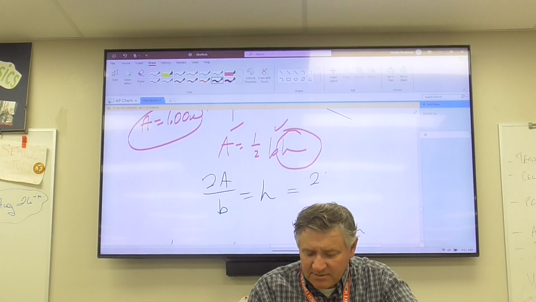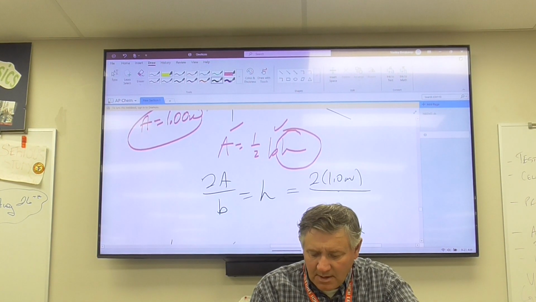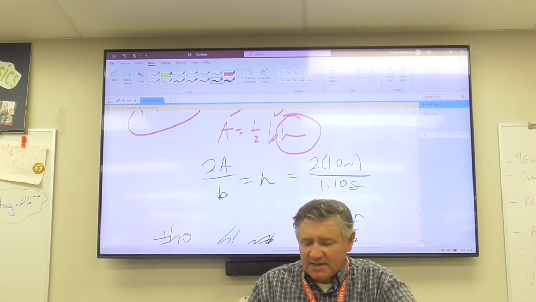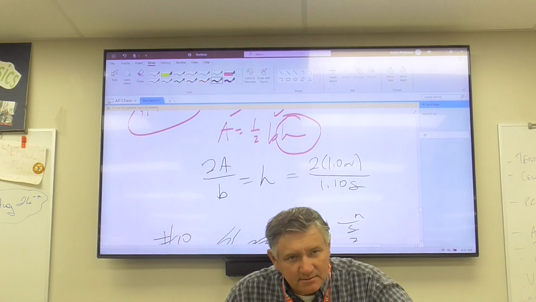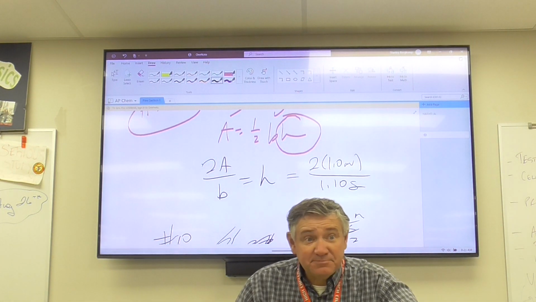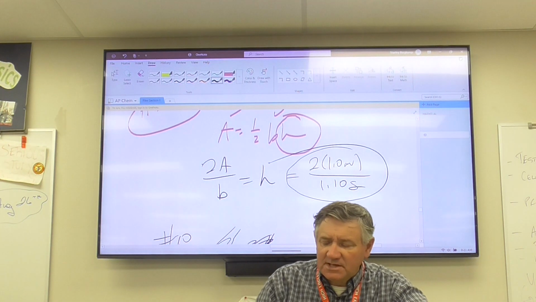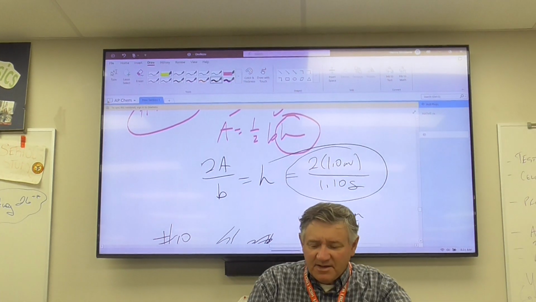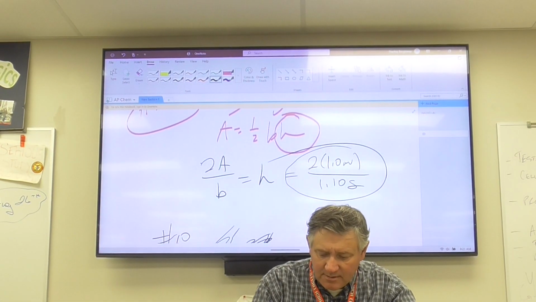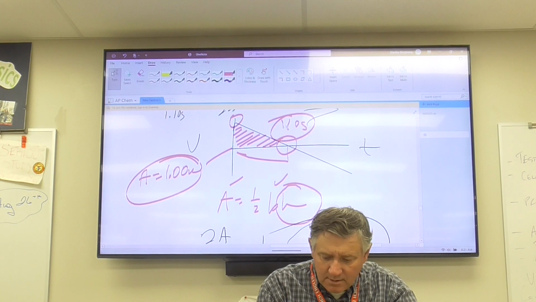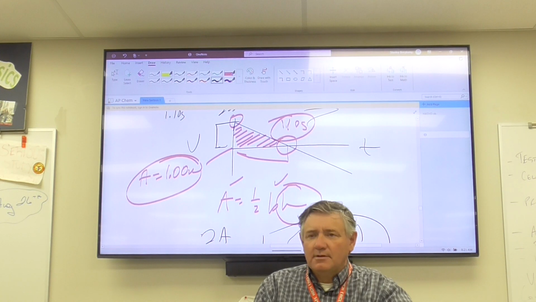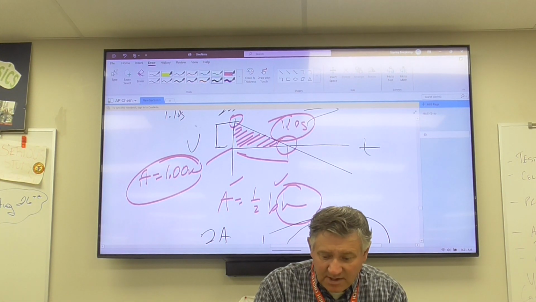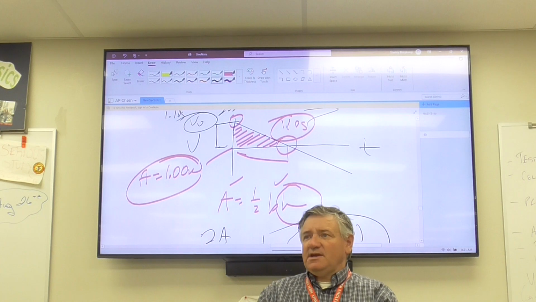So in this situation, I would take 2 times 1 meter, and then I would divide that by the time of 1.10 seconds. Now, what units am I going to get out of it? Meters per second. Ooh, winner, winner, chicken dinner. What's measured in meters per second? Velocity. So how does that height relate to... It's your initial velocity. So once you find the height of this triangle, you have found V naught.